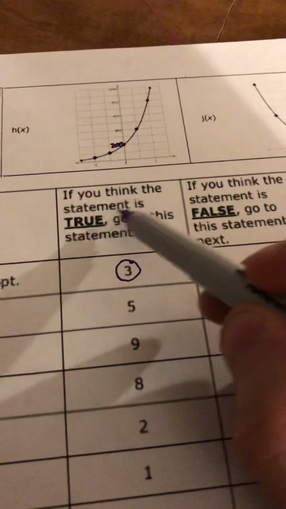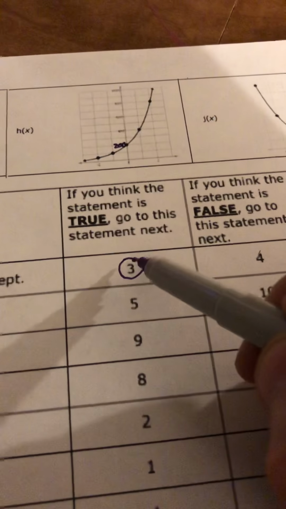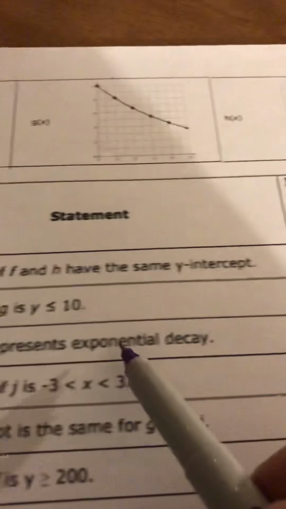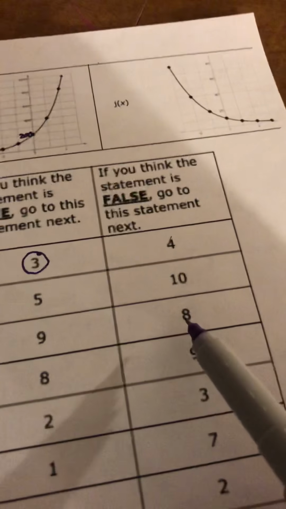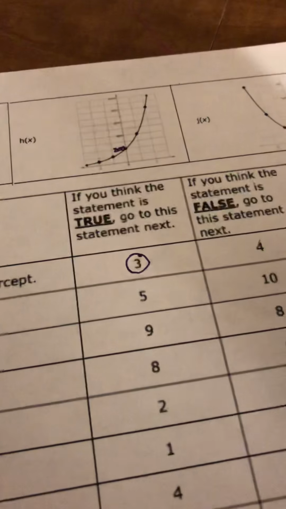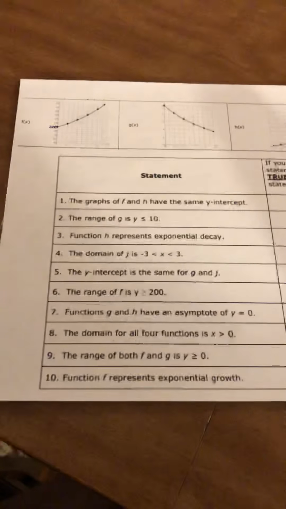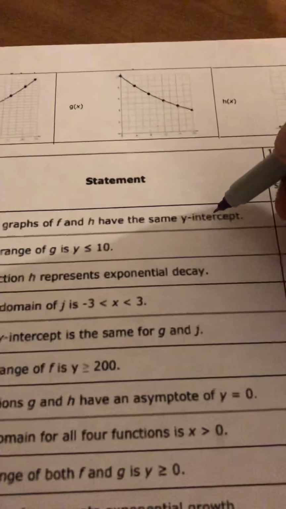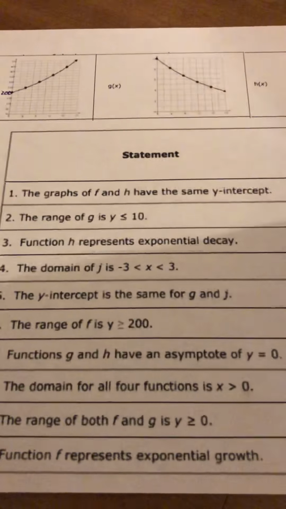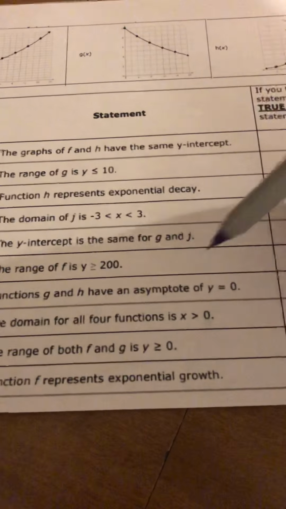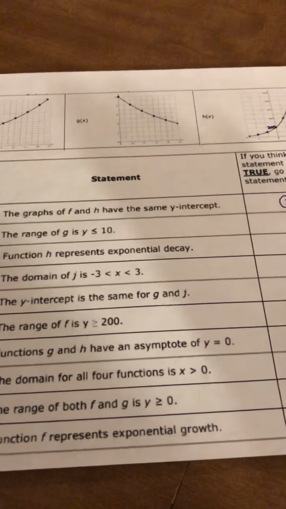And now it says if you think the statement is true, go to this statement next. So the next one you're going to do is number 3. You go to number 3, read it, see if it's true or false, circle that, and go to that question next. Okay? And that's all you do for this sheet. It asks you about the y-intercept, domain, range, exponential growth and decay, and the asymptote. So everything that you've looked at, just reviewing all that.